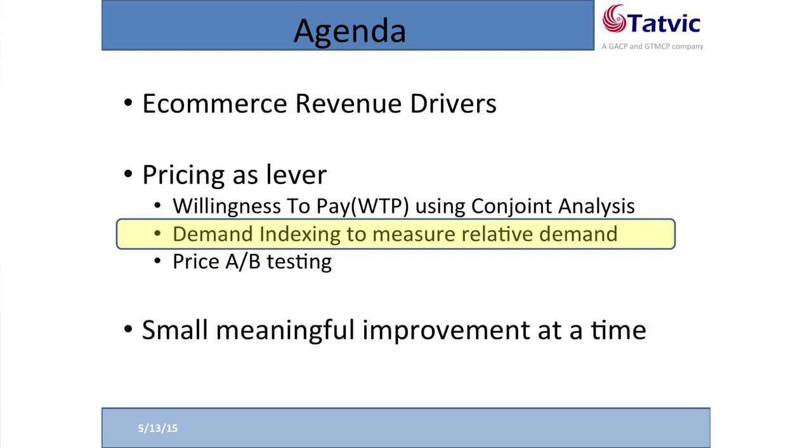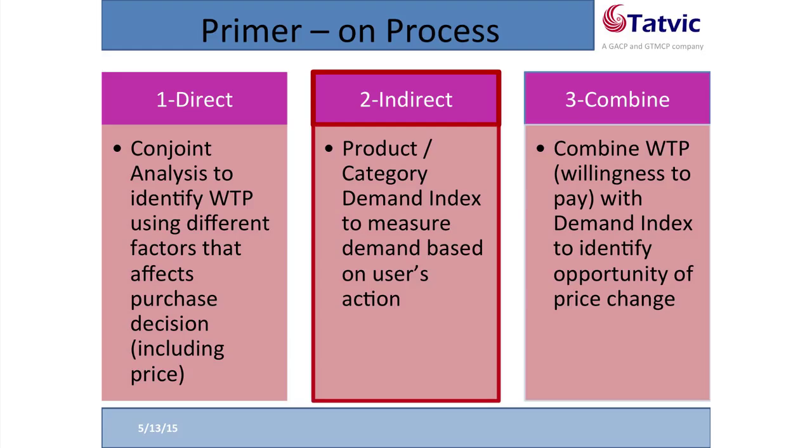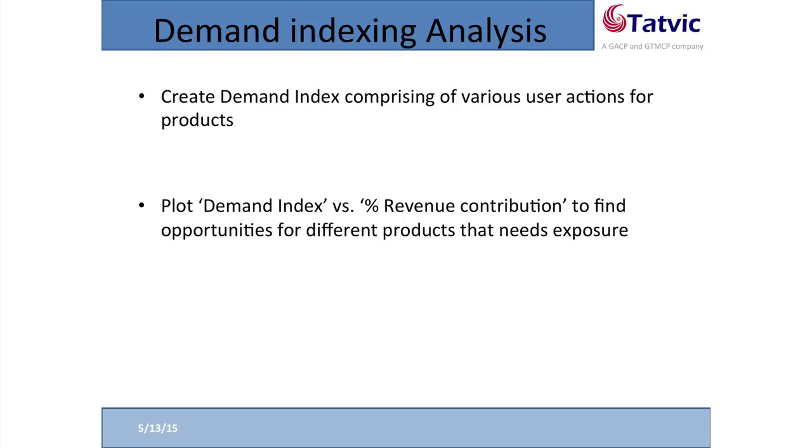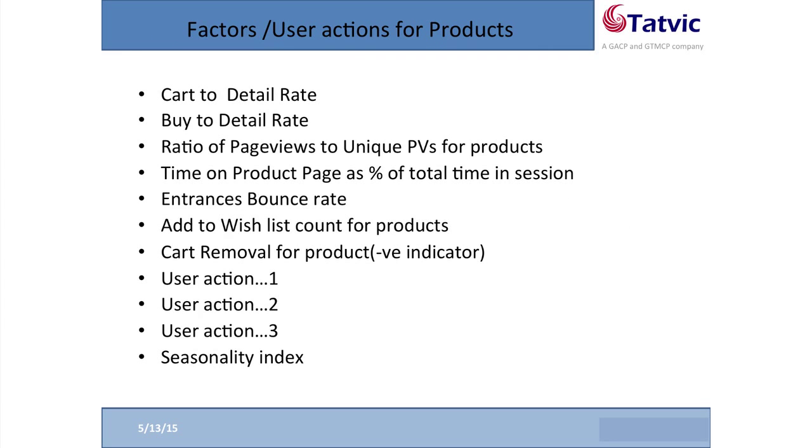The second step is to understand the natural demand that products exhibit, that is, the relative demand different products have amongst themselves. So what we do is we create a demand index, which is a function of different user actions that users have done. Then we plot it against the percentage revenue that these different products have contributed, and understand whether the products are important or not.